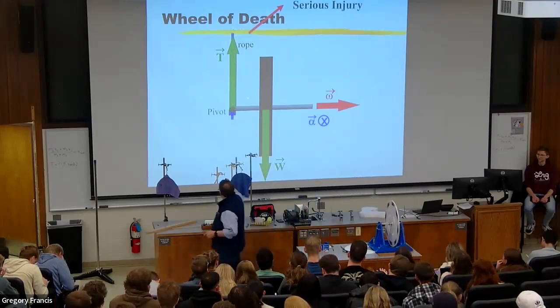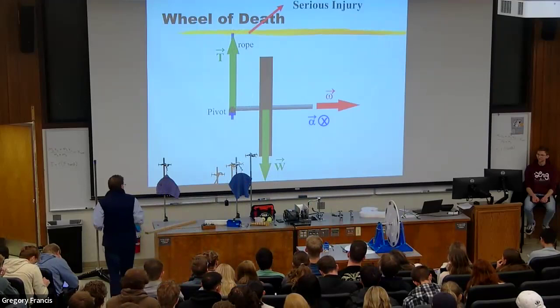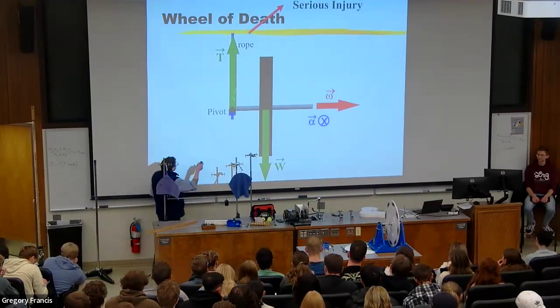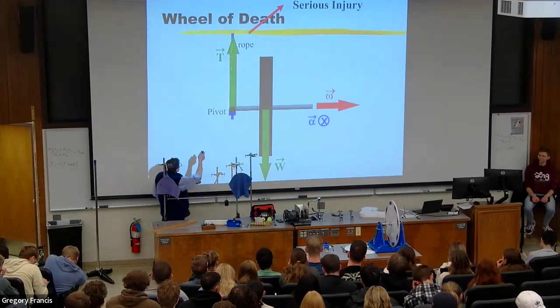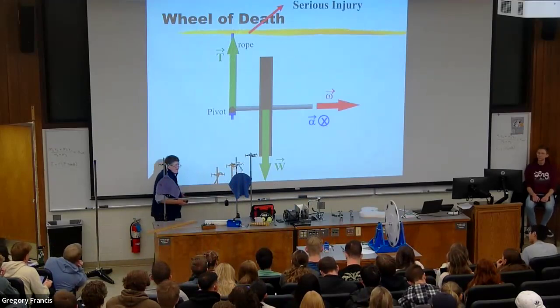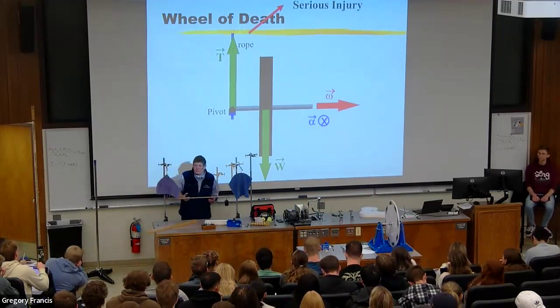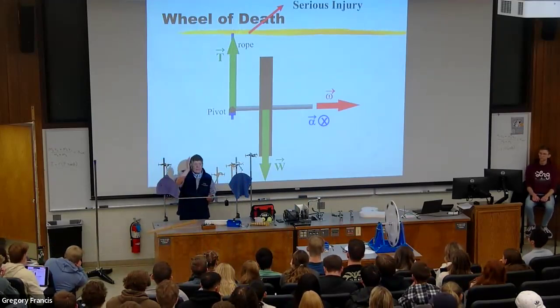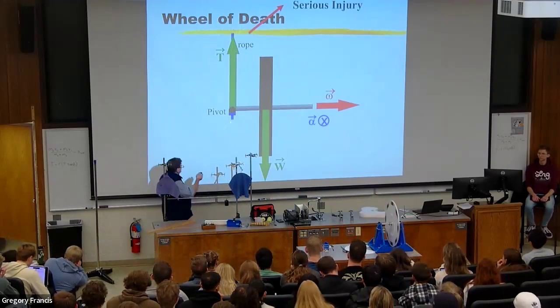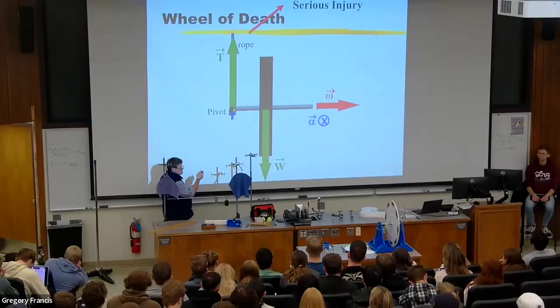Now, if I use that as my pivot, because that's what everything's precessing about, and I ask, what direction is the torque that this force applies about that pivot? Well, remember, a torque is the force times the distance to the pivot. Well, the distance to the pivot is 0.